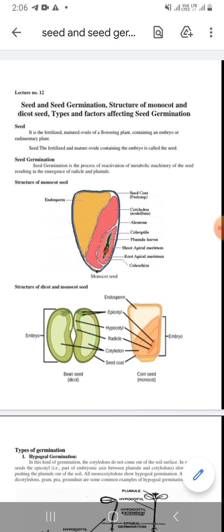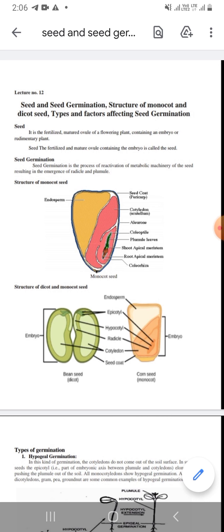Then what is meant by germination? Germination is a process in which some metabolic changes occur in the seeds and they get germinated. Simply, seed germination is a process of reactivation of the metabolic machinery of the seed, resulting in the emergence of a radicle and plumule. That is the awakening of the seed.